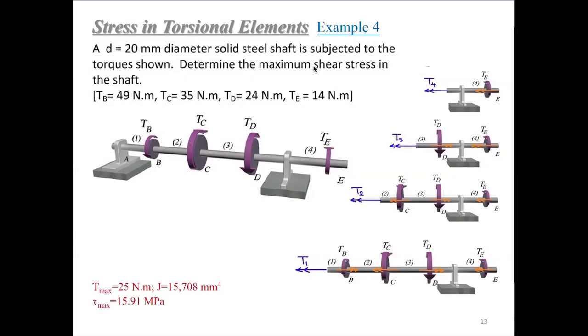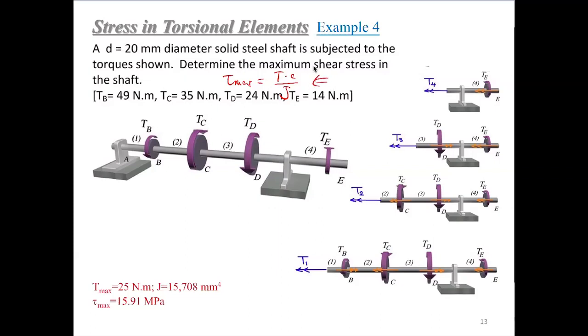So we have known that tau max equals TC over J, the central equation. But here we have only one shaft, meaning that C will be a constant and J will be a constant. So where can we find the maximum shear stress? Is that where we have the T max, right? Where we have the maximum torque, there we have the maximum shear stress.